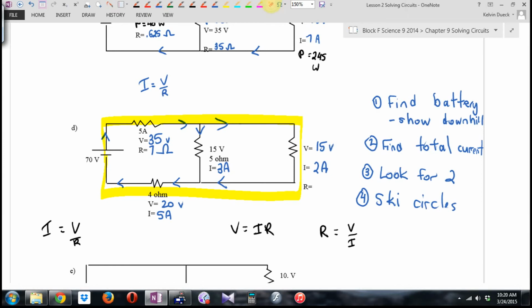Now, this bugs some kids because if you add up all the voltages, it adds to more than 70. You don't add up voltages. Voltages, if you go in a closed circular path, then they'll always add up to the battery.